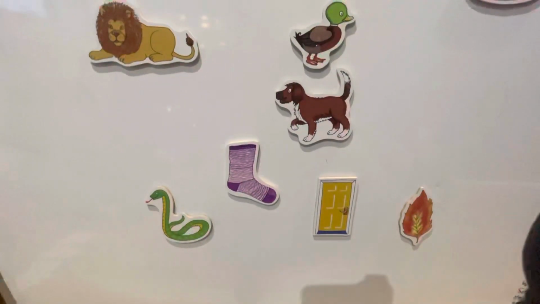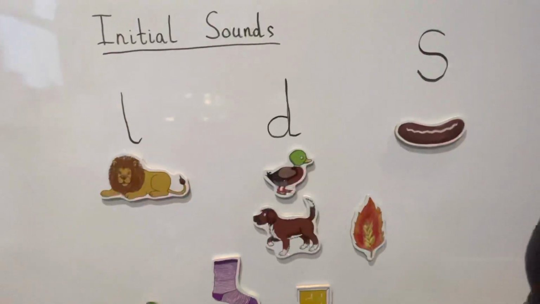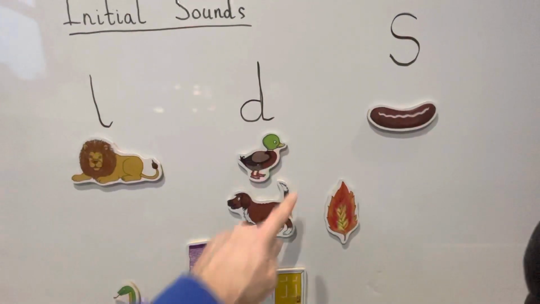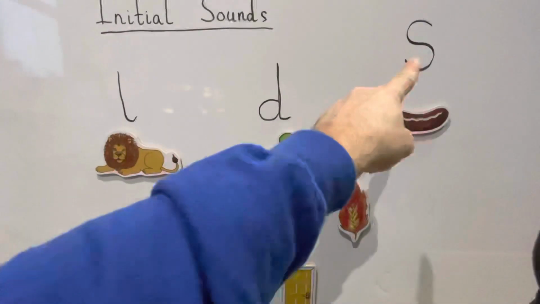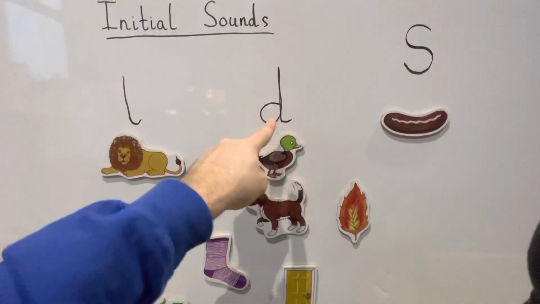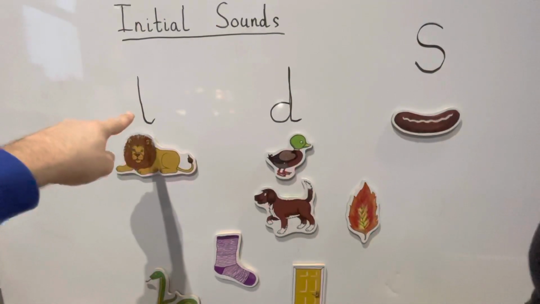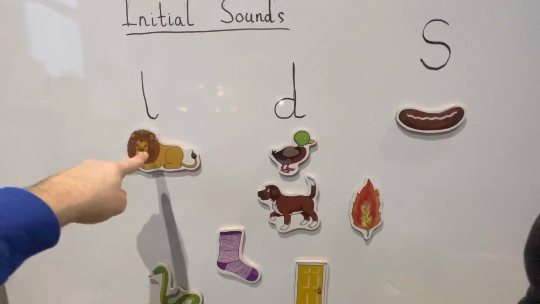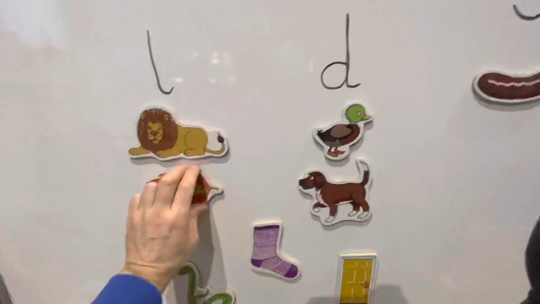Let's have a look at leaf. Leaf. Which one does leaf start with? Does leaf start with a S? Leaf. Nope, can't hear a S sound. Does leaf start with a D sound? Leaf. Or does the leaf start with a L sound? Lion. Leaf. Watch my mouth. My tongue is right on my teeth. Leaf. Very good. Leaf has an L sound.